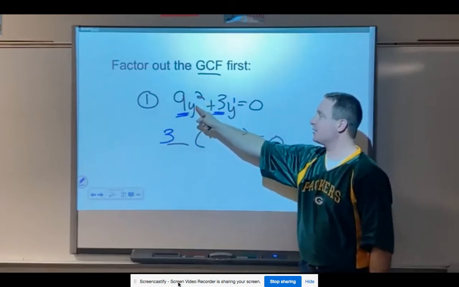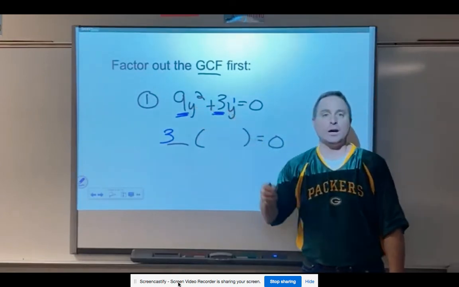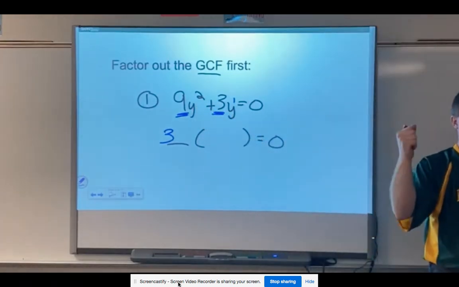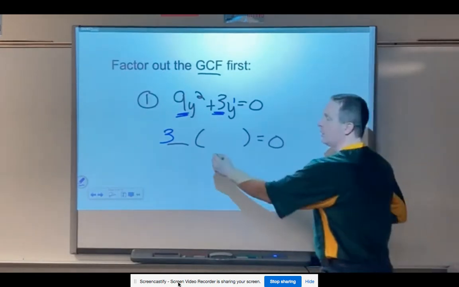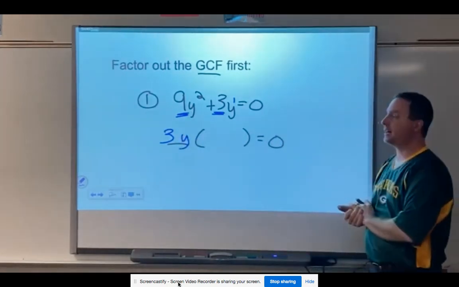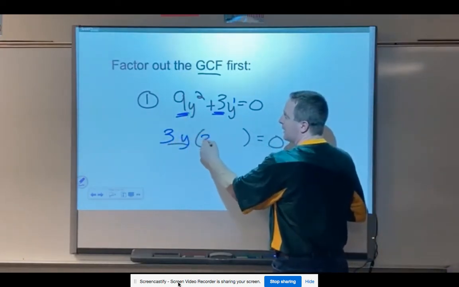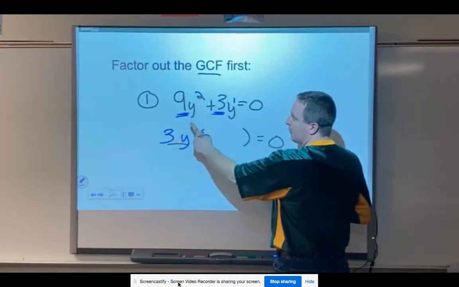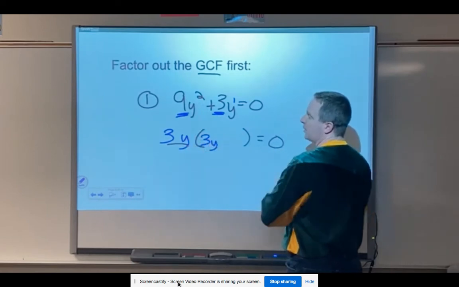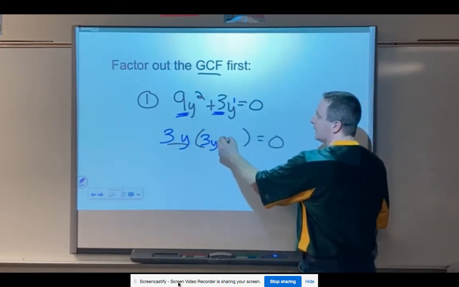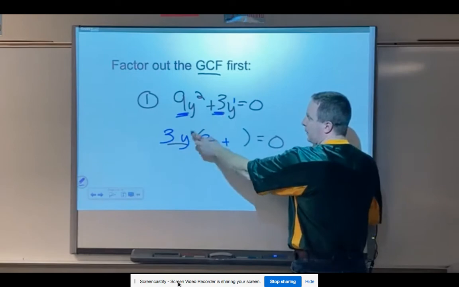Well, if you think about it, this guy has 2 y's, and this guy only has 1. Okay? The most I can take away from each of them is 1 y, so they both have a y in common. When I divide that out, what's left over? Well, 9 divided by 3 is a 3. I started with y squared, and I take 1 away, so there's only 1 left. Okay? And then this guy, I took out the 3, and I took out the y.